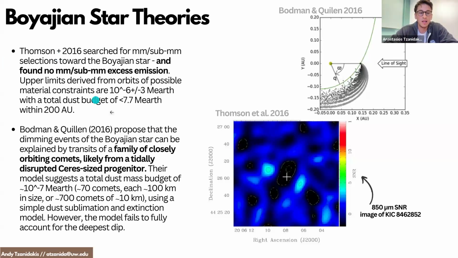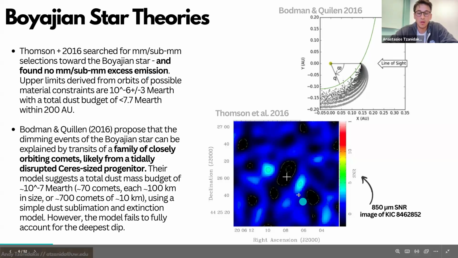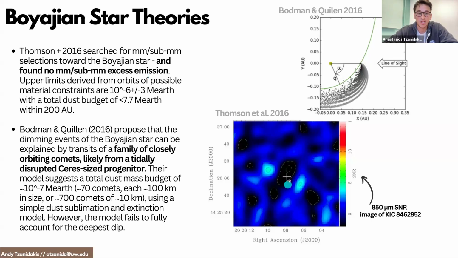So Thompson et al. had led this search, and they tried looking for dust near the Boyajian star, and basically they hadn't found anything. You could see in this image that there wasn't really any significant amount of excess in this region. Based off of the constraints that they were able to get from the original Boyajian paper, they were able to propose some scenarios of, if the material was in different orbital configurations, what would be the upper limits to the amount of dust that must be there.